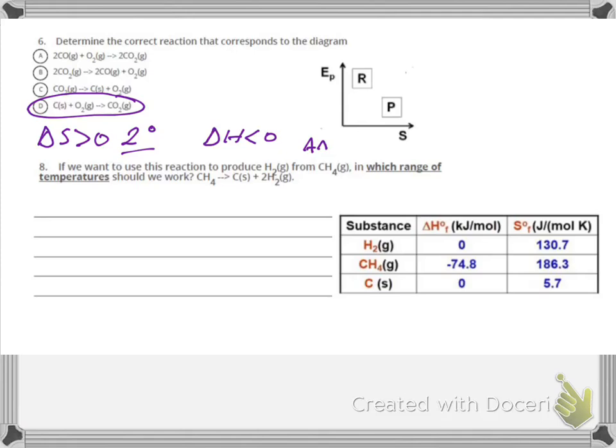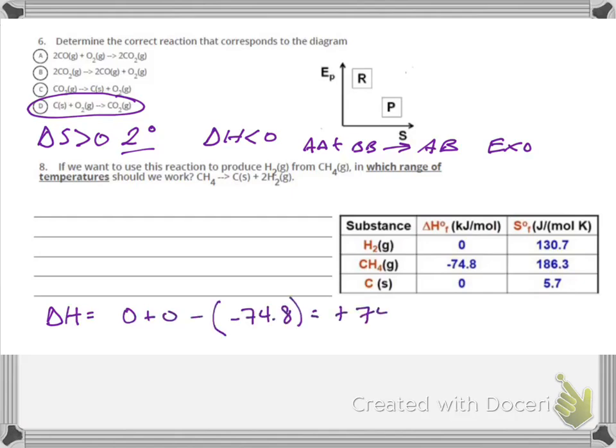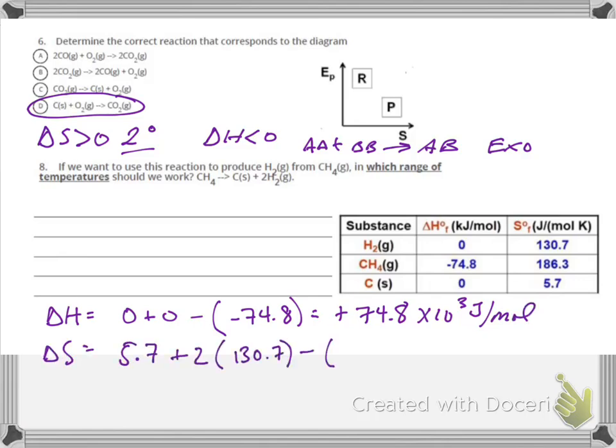There we can use primary considerations. This type of reaction, AA and BB to make AB, is for us defined as exothermic. If we want to know the temperature range, we first have to calculate delta H, which we do. It's positive 74.8 times 10 to the third joules per mole. Delta S, we do the same thing. We get 80.8 joules per mole Kelvin.